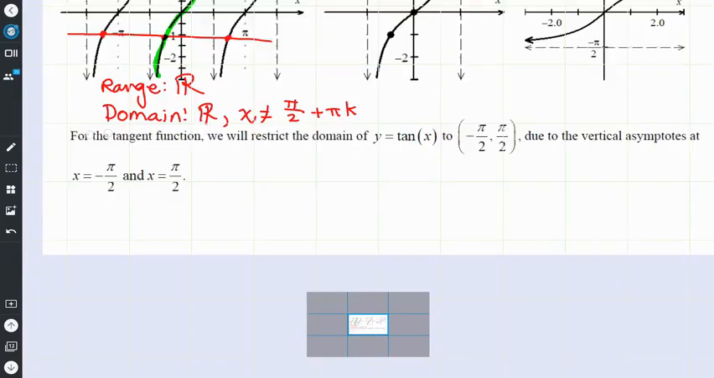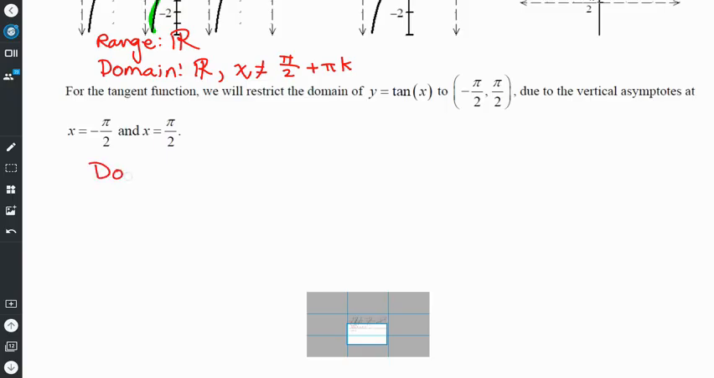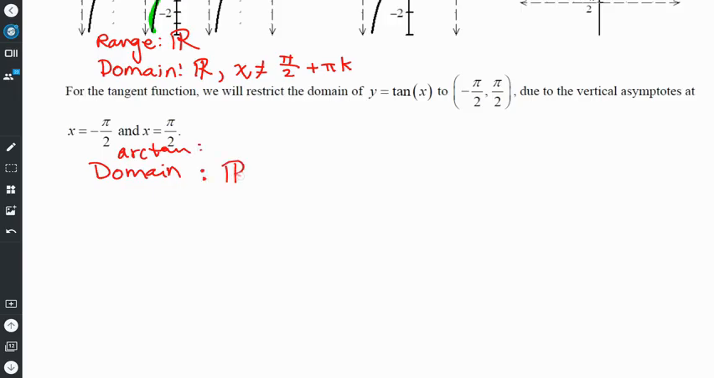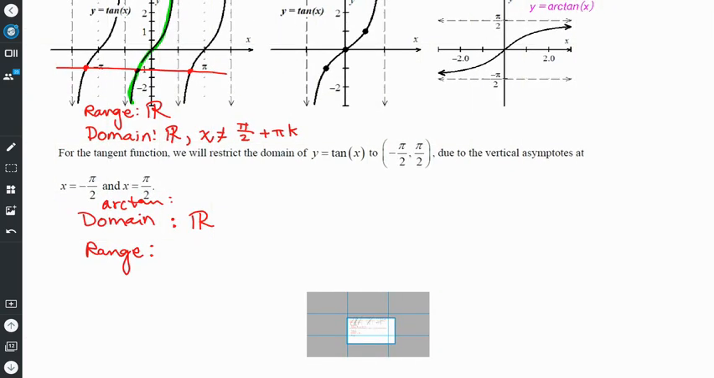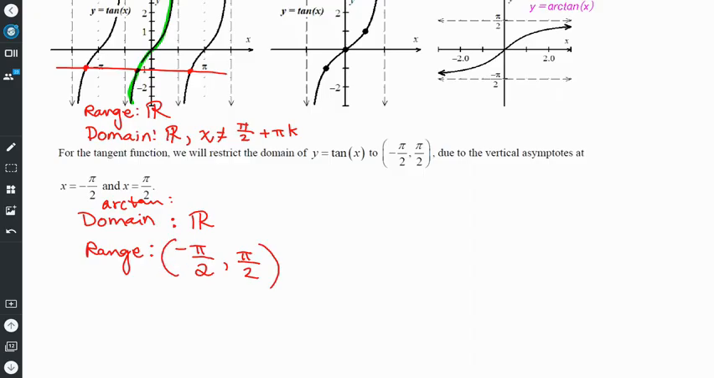So now, what is the domain for arctan? It's all real numbers. Very good. What about the range? It's pi/2, no, -pi/2, because we isolated it. Brackets or parentheses? Parentheses. Very good, not equal to, very good.